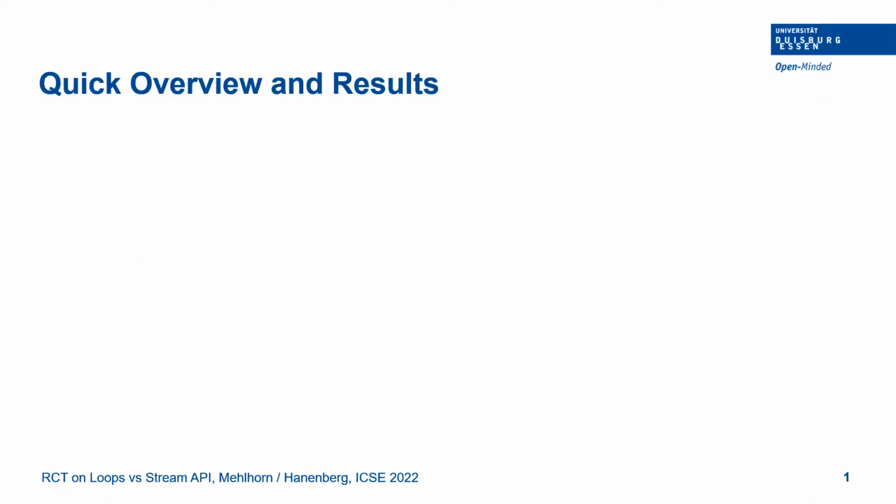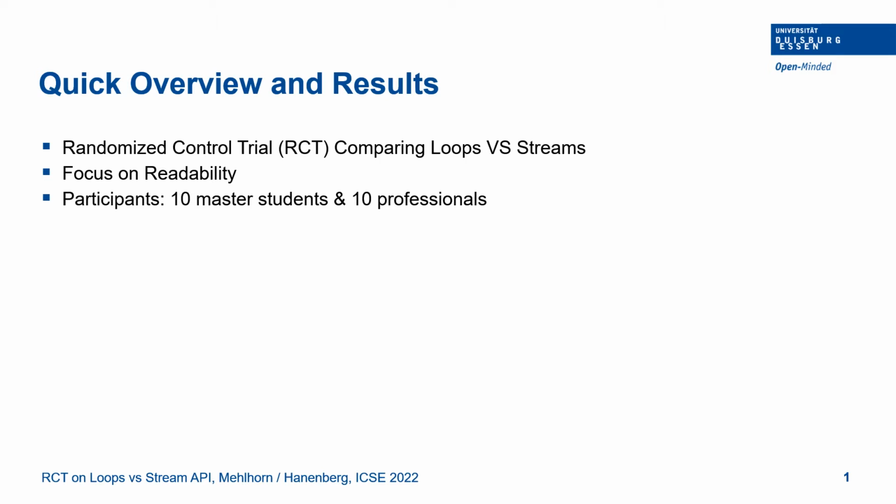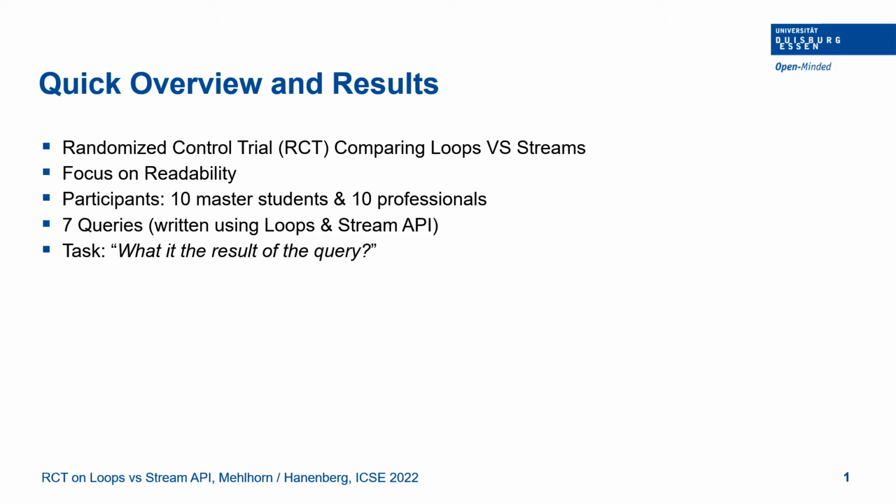So let's start with a quick overview of the results. First, we introduce a randomized control trial which compares loops and streams. The focus of this trial was on readability. The trial was executed on 20 participants. In the trial, 7 different queries were used. And the task for each query was to answer the question, what is the result of the query?